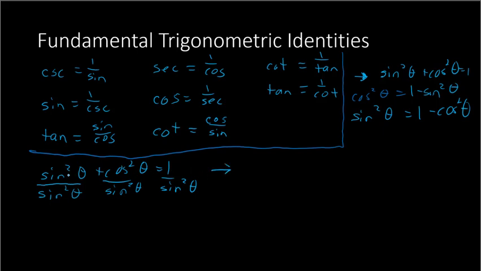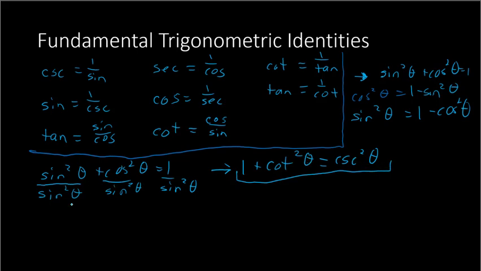Sine squared divided by sine squared is equal to 1, plus, and then cosine squared divided by sine squared is cotangent squared of theta, equals 1 over sine squared of theta, and that would be cosecant squared of theta. So that's one other identity that we can have memorized as well. 1 plus cotangent squared equals cosecant squared.